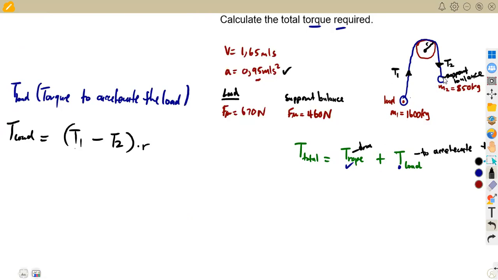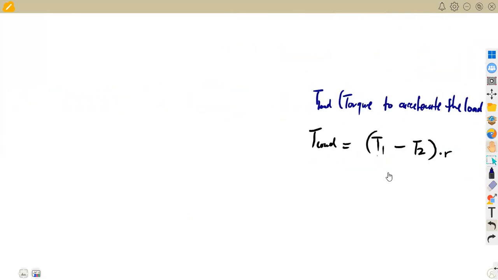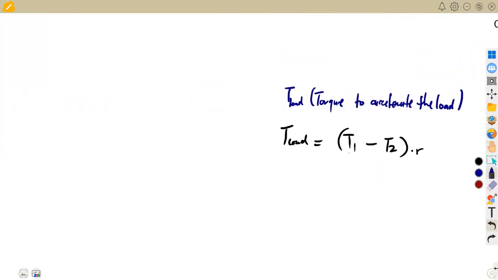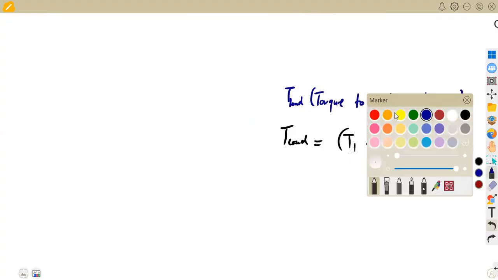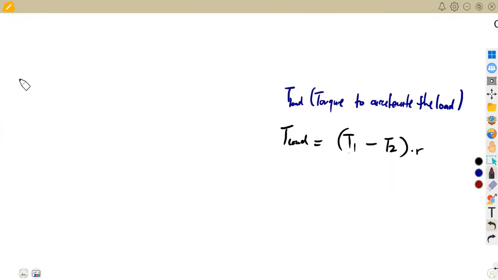T2 again due to acceleration as we are going down. So what is going to be the formula for T1 and T2? All right, so let us calculate our T1 and T2 aside here. So we are going to calculate T1. This is due to acceleration. So T1, that is the one that is going up.